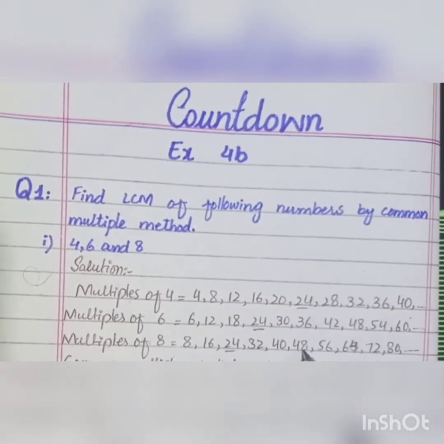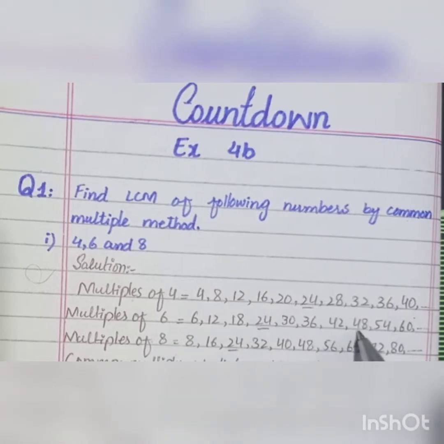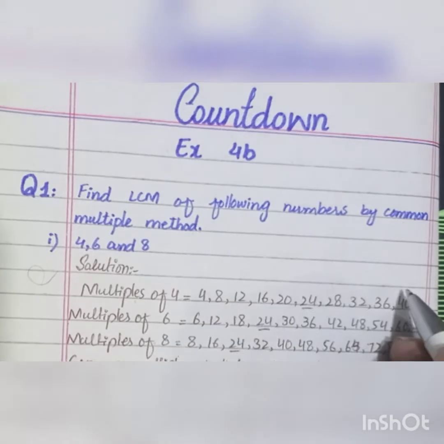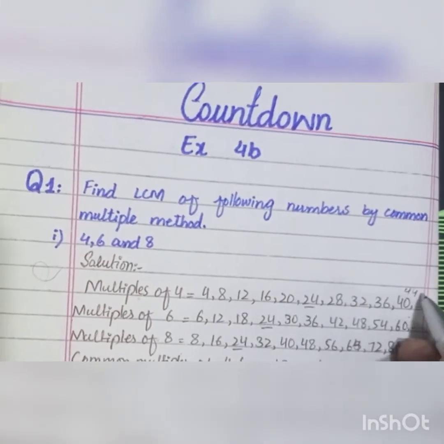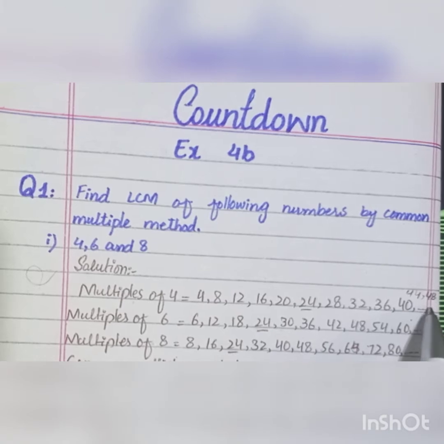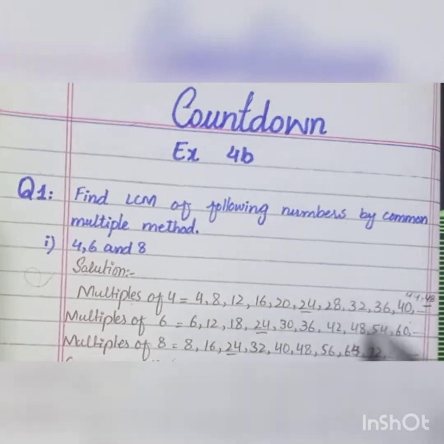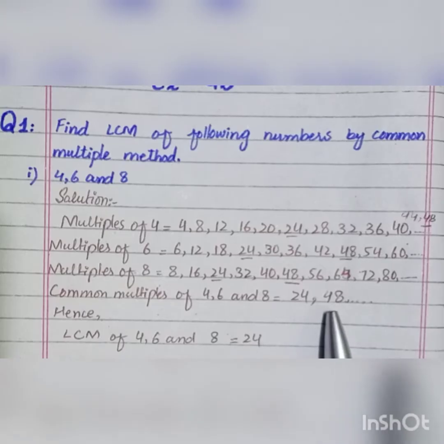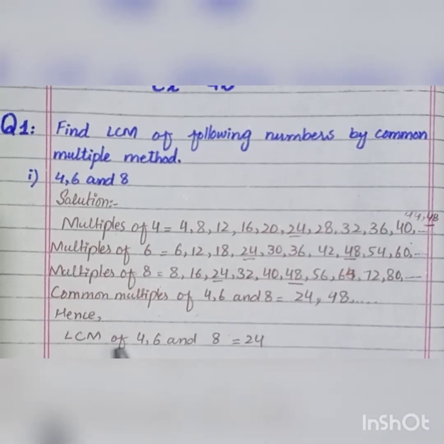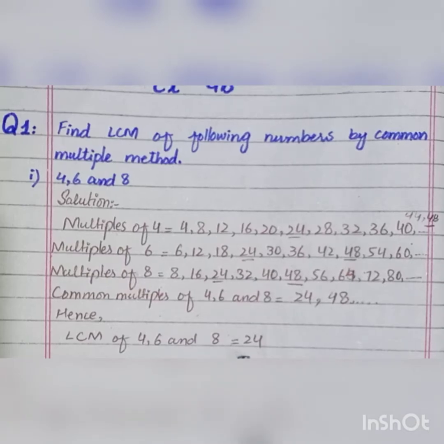Now 32 is not common, 40 is also not common, and you can see that 48 is common, as 48 is a multiple of 8, also 48 is a multiple of 6, and if we extend it more, 48 is also present in the multiples of 4, which means 48 is common. As I have written here, 48 and so on. Now the lowest common multiple is 24. So the least common multiple of 4, 6 and 8 is 24.